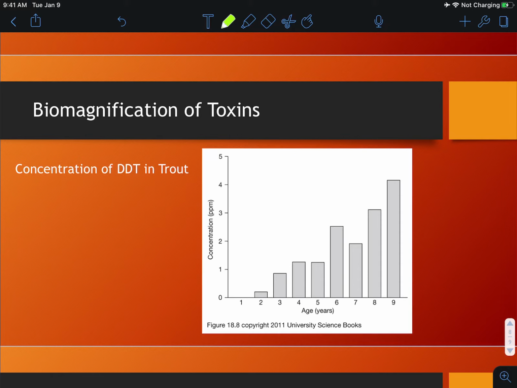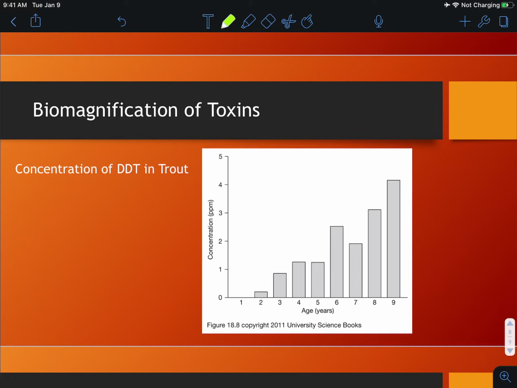So let's say we have DDT, which is an infamous insecticide that was used in the 60s and the 70s. And then it was banned in the United States. We don't use this anymore. And it's because, and this all came out of Rachel Carson's Silent Spring and that whole era of the environmental movement, establishment of the EPA.